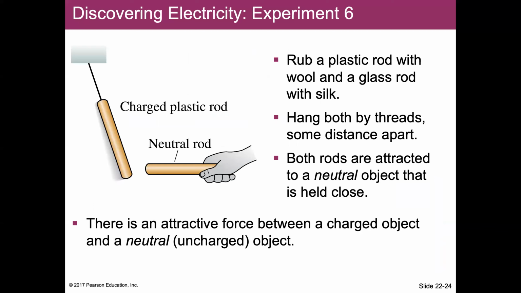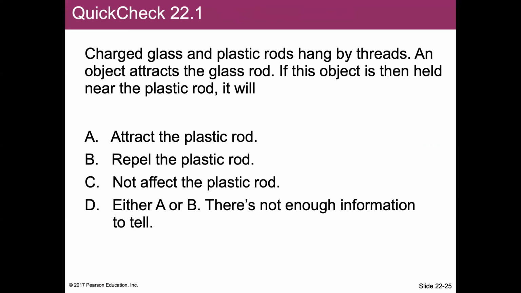Okay, if you rub a plastic rod with wool and a glass rod with silk and hang both by threads some distance apart, both rods are attracted to a neutral object that is held close. So there is an attractive force between a charged object and a neutral object. So the same conclusion as we did in the rod to paper experiment. Okay, so here are some questions. I suppose you can answer the questions by yourself after reading the book.